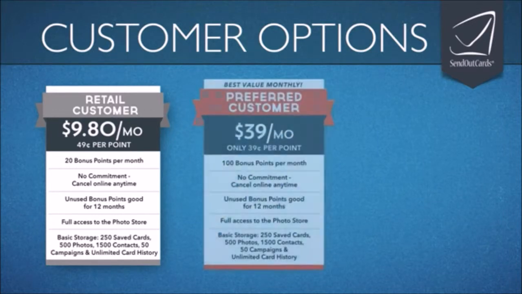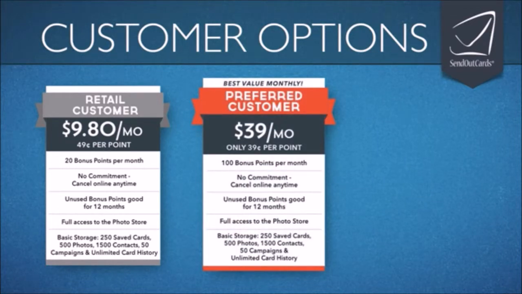Our preferred customer subscription is $39 a month. This option gives you 100 points per month, which significantly reduces the amount of each card you send. You can also, of course, always use your points to send gifts, like 10-point brownies or 30-point truffles. If you need additional points at any time throughout the month, you're able to buy them for only 39 cents per point.